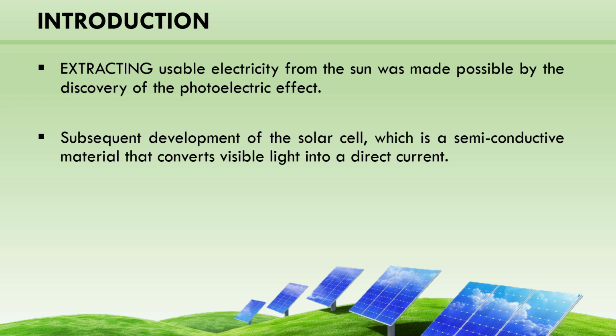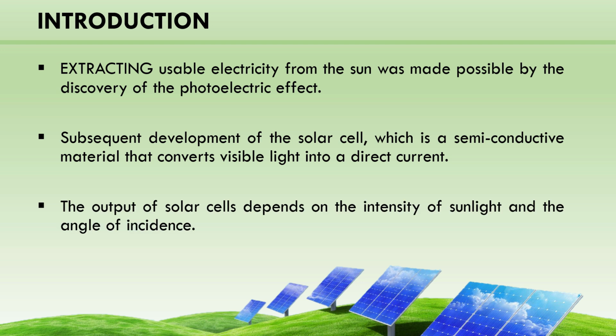Subsequent development of solar cell, which is also known as photovoltaic cell, is an electrical device that converts the energy of light directly into electricity by photovoltaic effect. The output of solar cell depends on the intensity of sunlight and the angle of incidence. It means to get maximum efficiency the solar panels must remain in front of sun during the whole day, but due to rotation of Earth, those panels can't maintain their position always in front of sun, and this problem can be solved by tracking the sun's position.